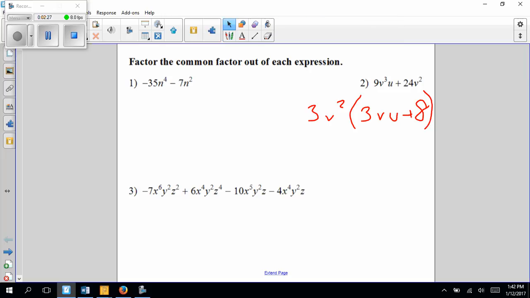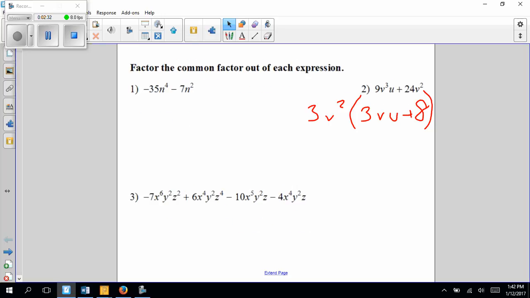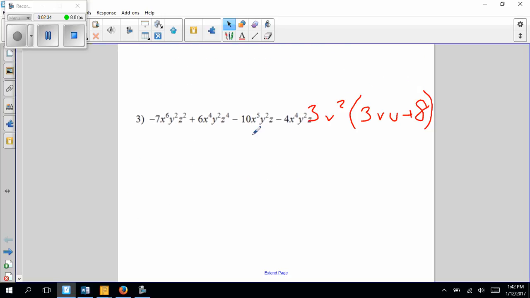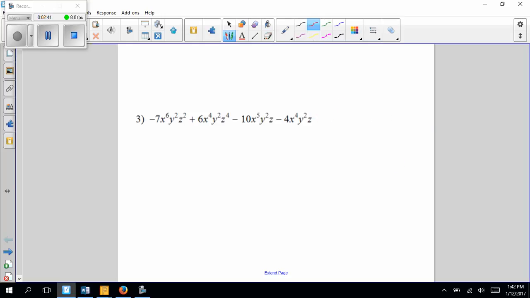All right, let's see if I can scroll down here a little bit. All right, for the bottom one, there we go. For the bottom one, we need to figure out what goes into all those. And this is kind of one of those giant crazy problems. The first term is a negative, so I know automatically I'm going to pull out a negative no matter what the numbers are. See a 7, 6, 10, and 4. The only thing I know that goes into that would be a 1. The 7 really throws things off. So I have a negative 1 that I'm going to pull out, or you could just put a negative sign.